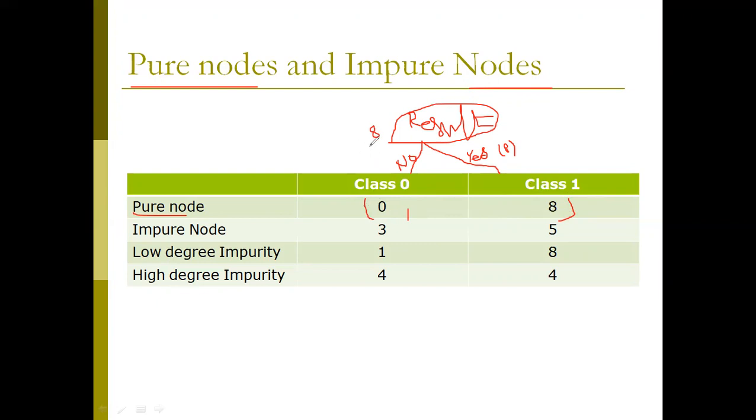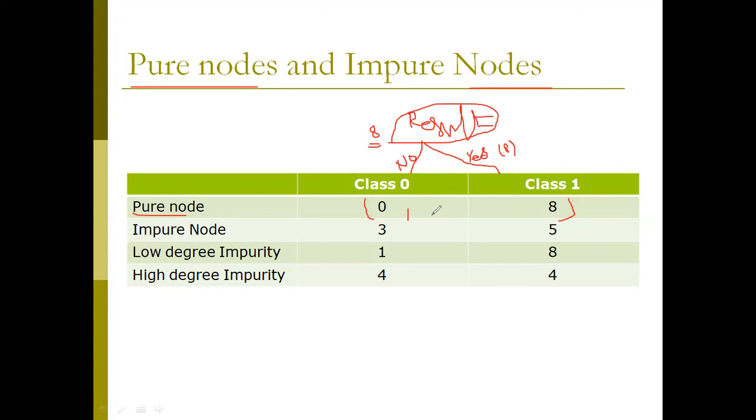Suppose in your table there are 8 students, and you are going to assess the results for them. So 8 students are passed, 0 students are failed, isn't it? So these kinds of nodes are called pure nodes, which means one of the class labels should be 0. That kind of node is called a pure node.